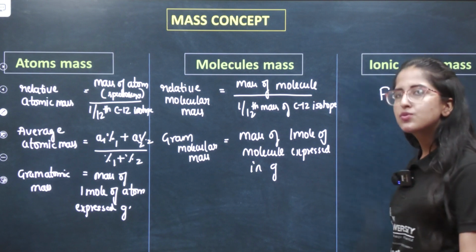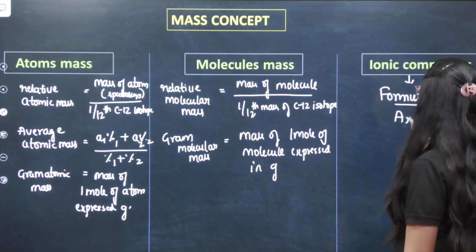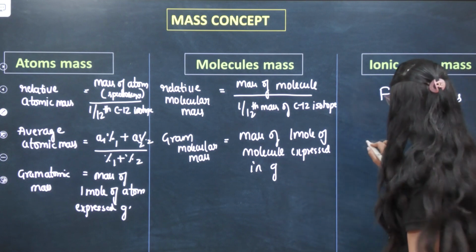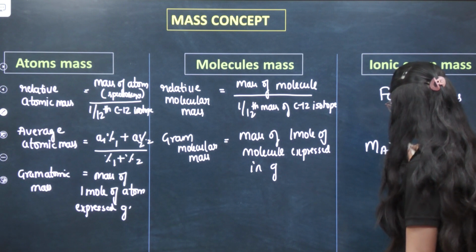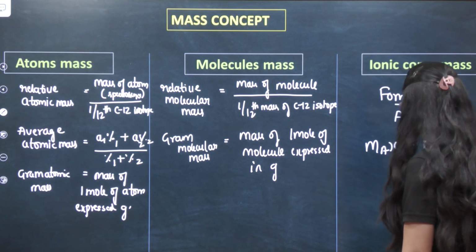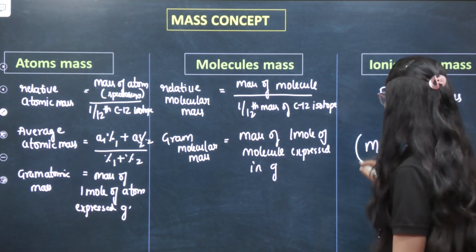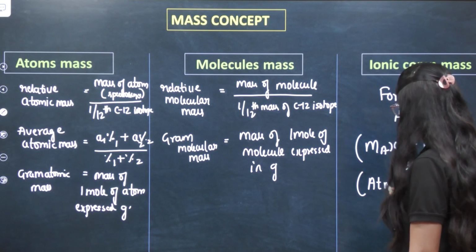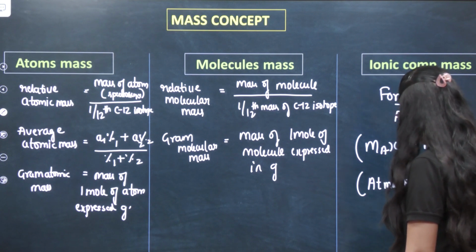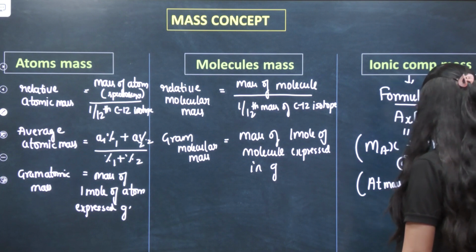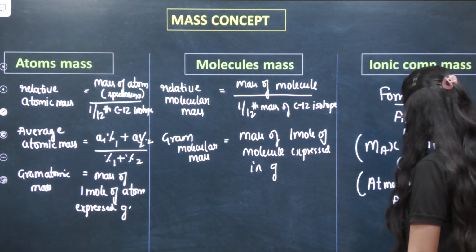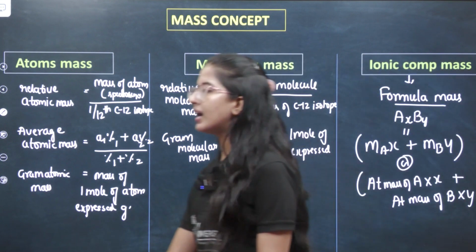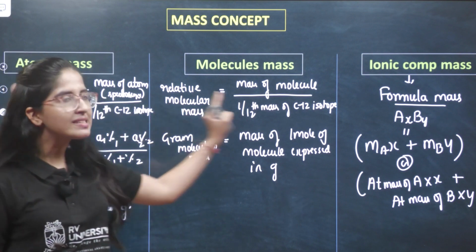In formula mass, let us take an ionic compound AxBy. The formula mass is the atomic mass of A multiplied by x plus the atomic mass of B multiplied by y. This will give you the formula mass. So these are the basic formulas.